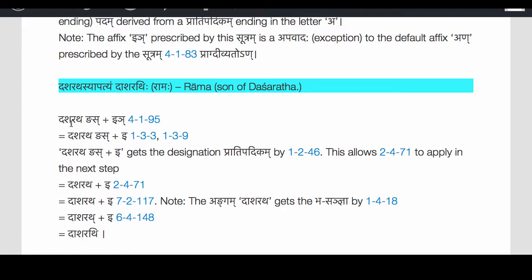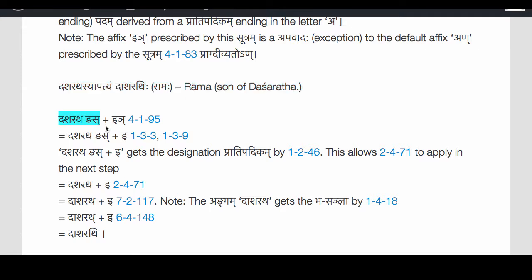Derivation is quite straightforward. We start with the Shashtiyantam Padam Daśaratha Nyas, add the affix in by Sutram 4195, because all the conditions for applying this affix are satisfied. The Pratipadikam Daśaratha ends in the letter a. We do have a Shashtiyantam Padam Daśaratha Nyas, and the affix is being used in the sense of Tasyapatyam. Now, the ending letter nya of the affix in is it as per 133, harantyam lopaha as per 139, tasya lopaha. So now we have Daśaratha nyas plus e.